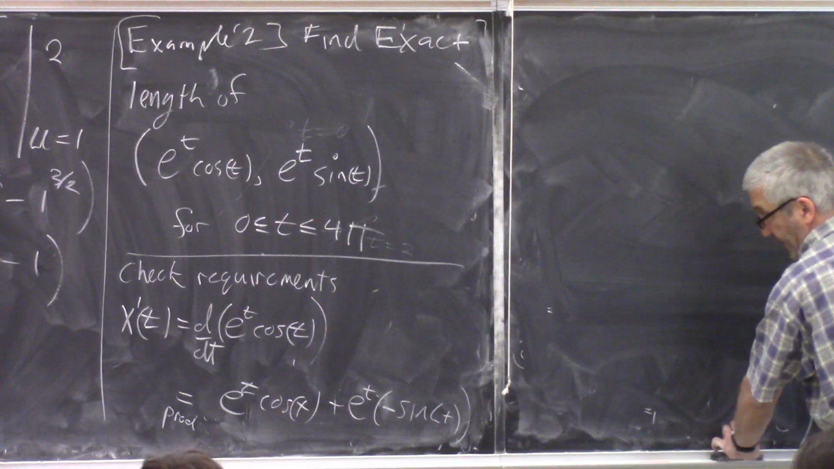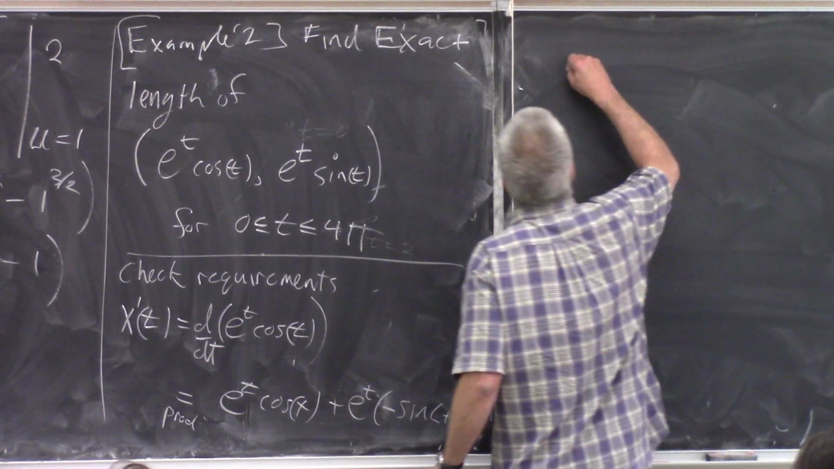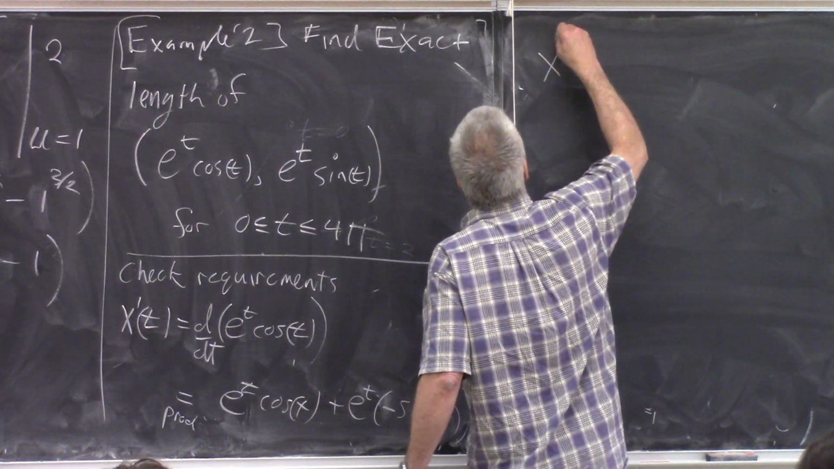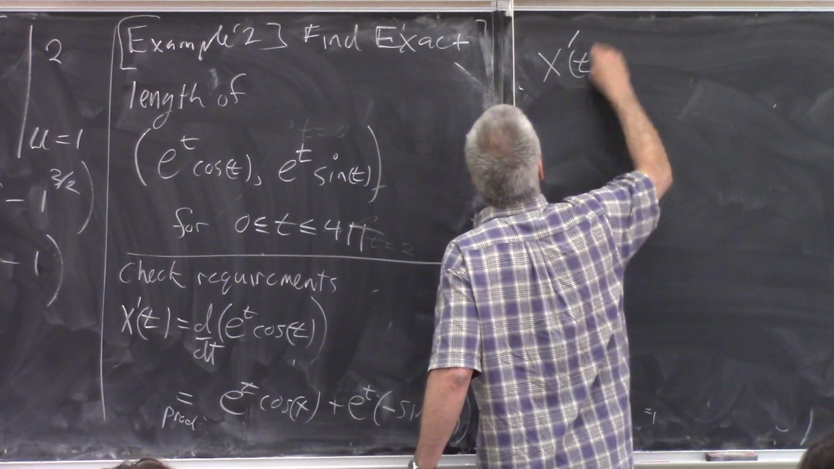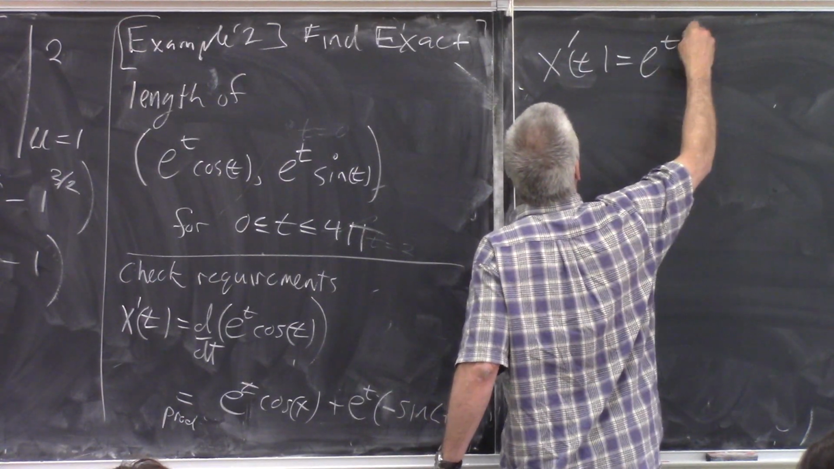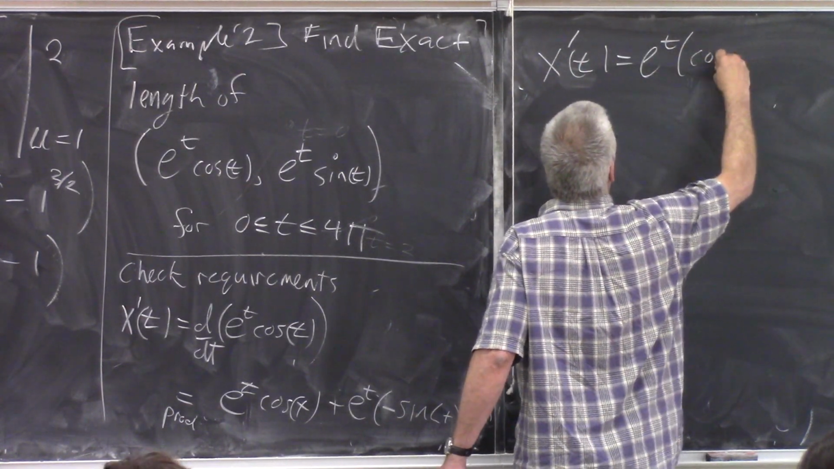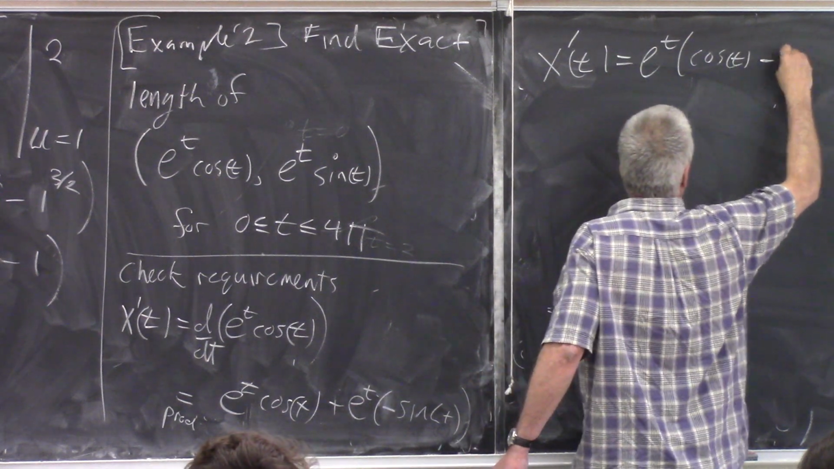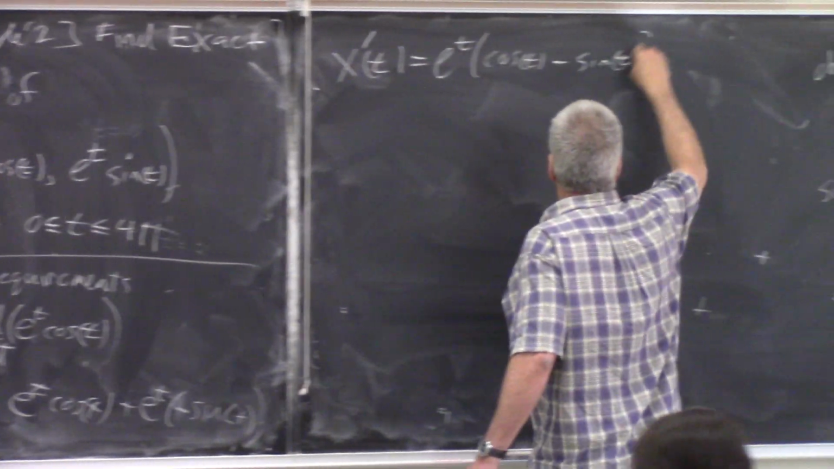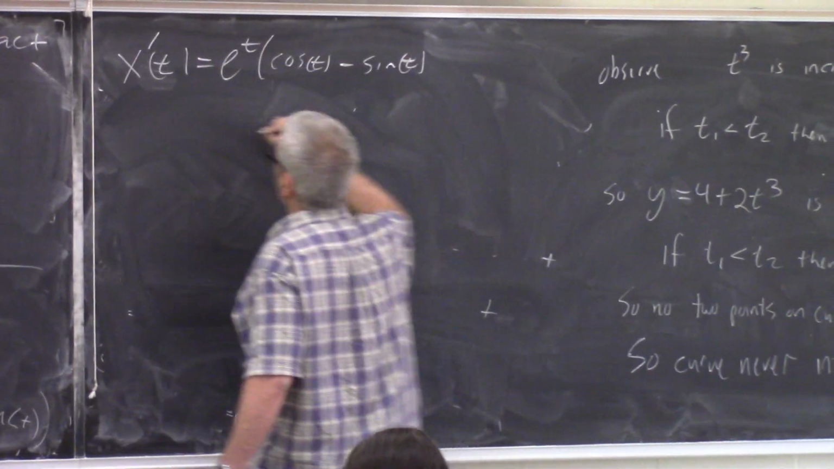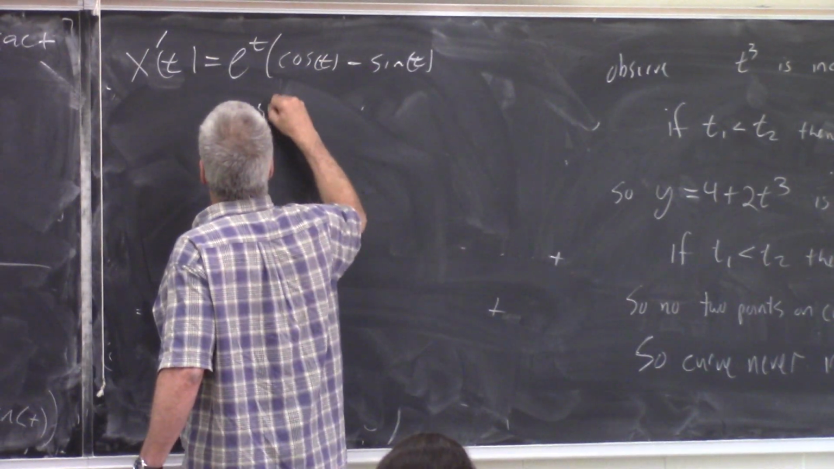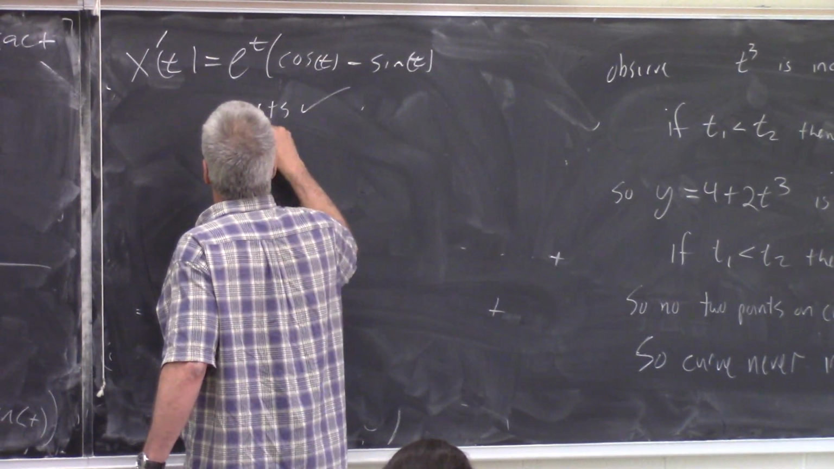And I can factor that out. So this is x prime of t. It's going to be e to the t times cos t minus sine t. And notice this exists and it's continuous.